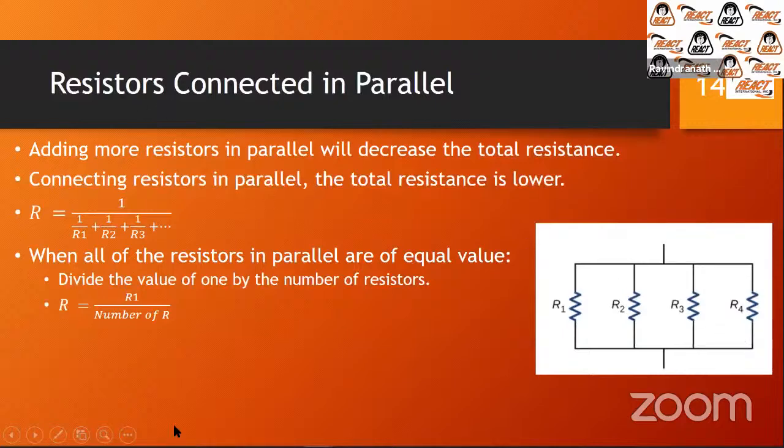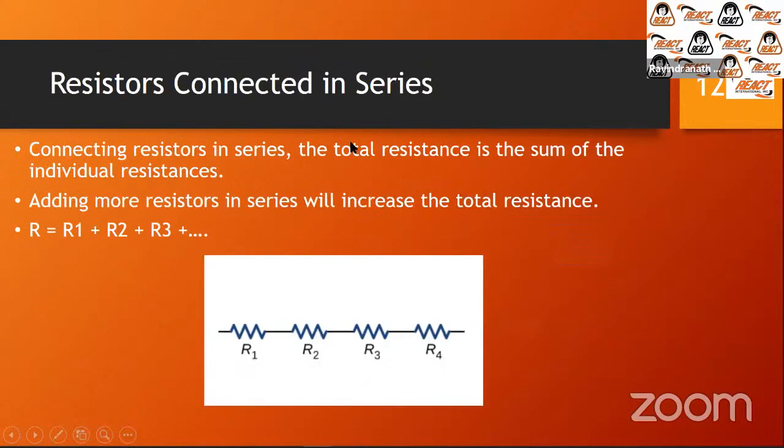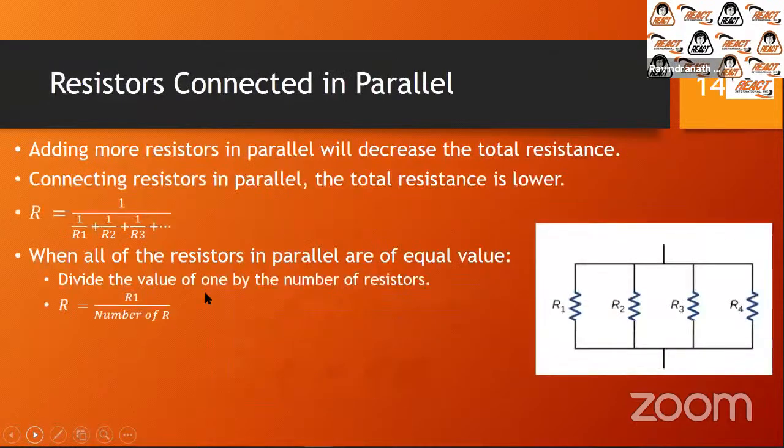So notice when we were in series, we said when you add the resistors together, they added up and they increased as you added more resistors to the circuit, but it's different in parallel. The first point, when you add more resistors in parallel, it will decrease the total resistance. So it's the opposite of the series. When you connect the resistors in parallel, the total resistance becomes lower. Again, opposite to what we saw in the series circuits.